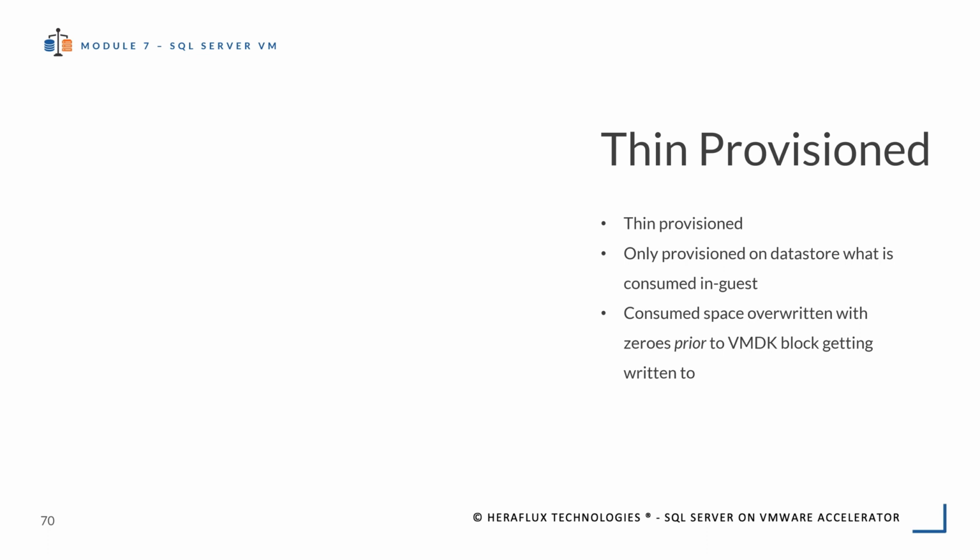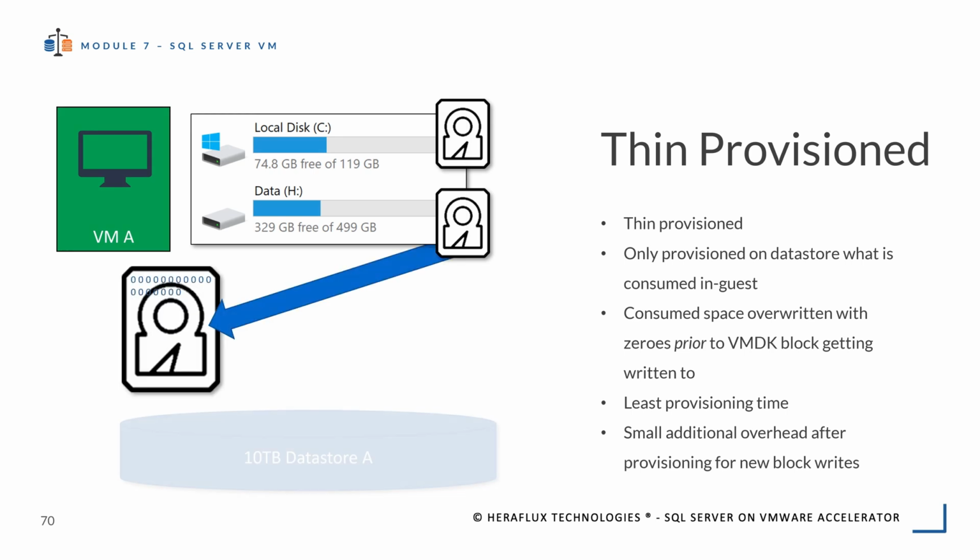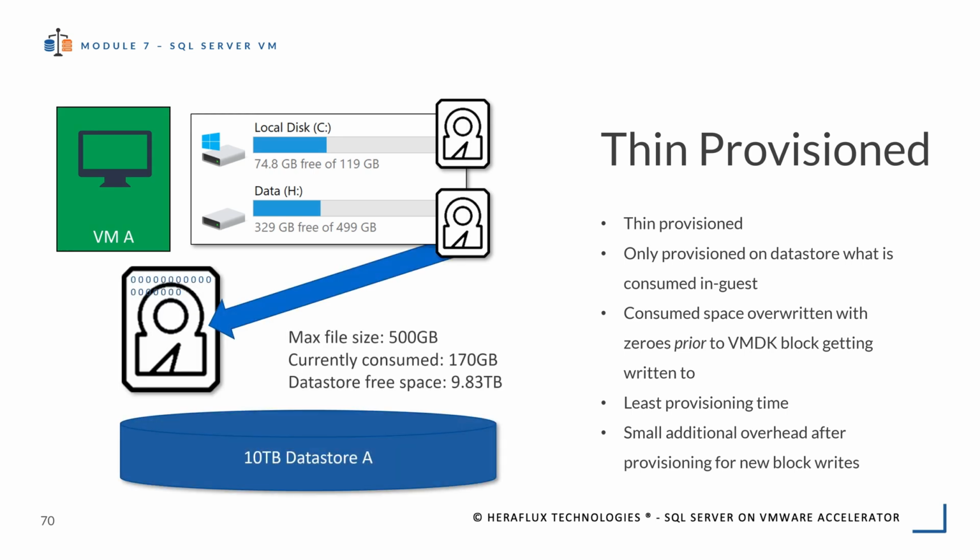It has the least amount of time needed to provision the virtual disk, but there's a small overhead inside the virtual machine while it waits for these blocks of zeros to be written after the virtual machine is fully in use. Take the previous example and now provision the virtual disks as thin provisioned. Inside the virtual machine, all three of these look the same. However, with thin provisioning, the actual data store free space is only what is consumed inside the virtual disk. In this case, if 170 gigabytes have been consumed on that virtual disk, then just 170 gigs are actually used on the data store, and we have more free space than we had before.